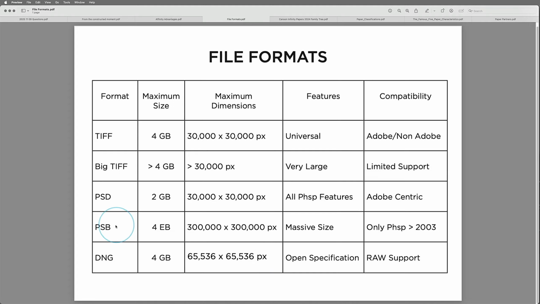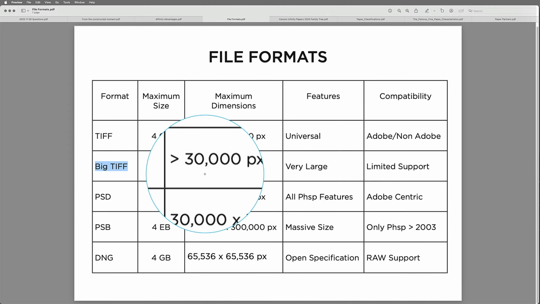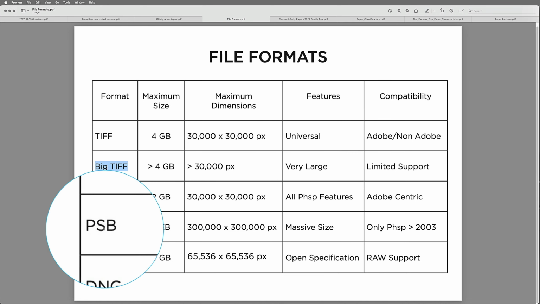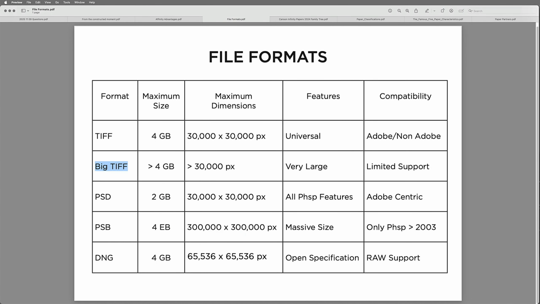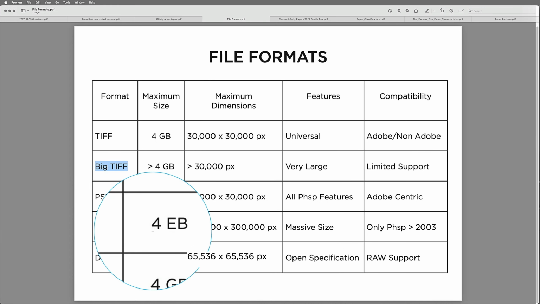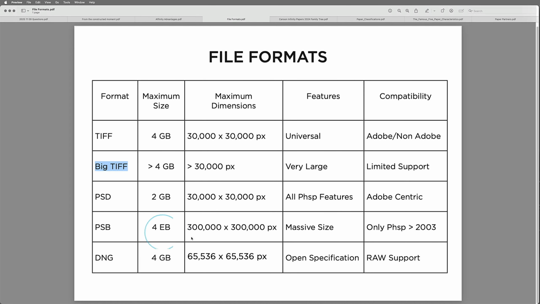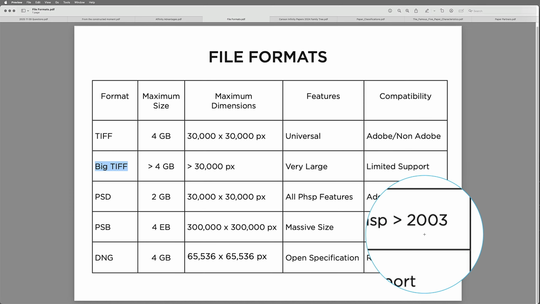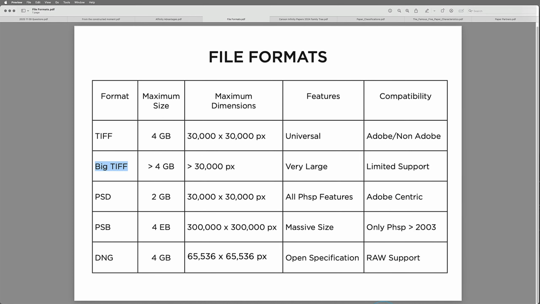Now, if we're comparing the large document format versus the big TIFF format, more than 4 gigabytes and way beyond 30,000 pixels, but PSB tops out at 300,000 pixels, massive files. Theoretically, we're not talking gigabytes, we're talking exabytes, way beyond a billion gigabytes. But PSB has only been supported since 2003 in Photoshop. It's 22 years now, but still, it's interesting when it came into being. Yes, massive sizes are possible, but its support is limited.